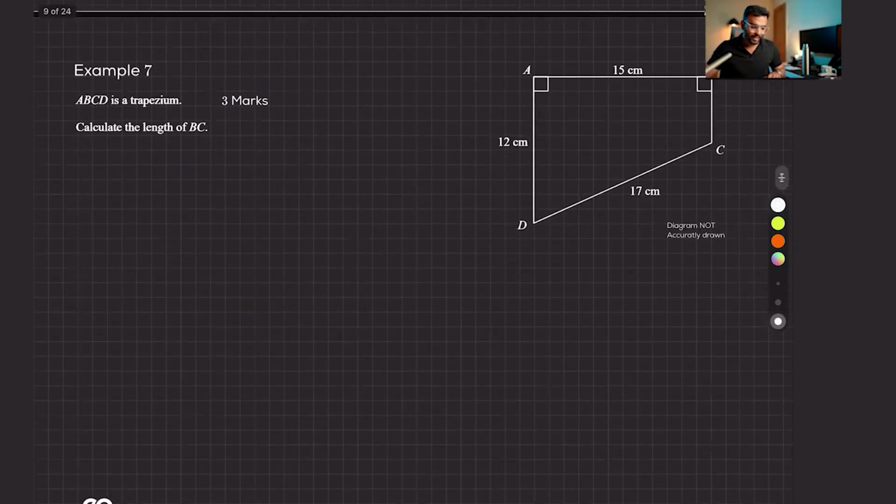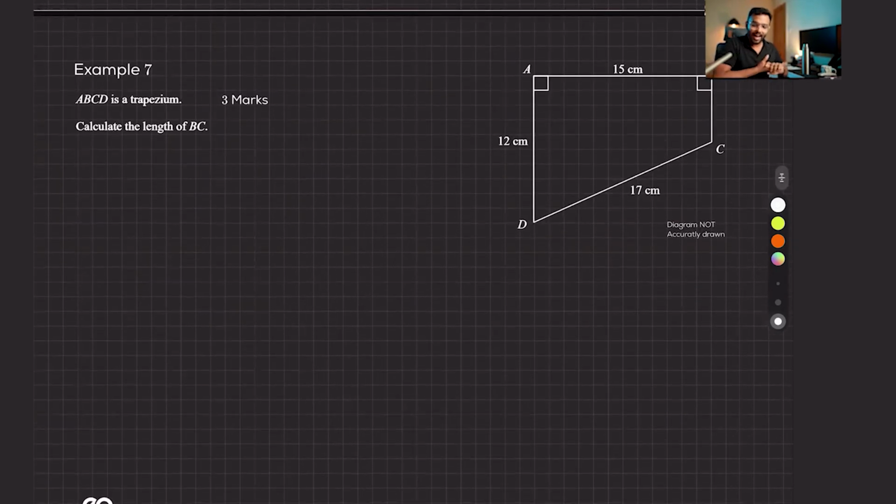One more question here. We have a trapezium given here. They're asking you to calculate the length of BC. BC, which is this green side right there. That is the question. What would you do in this case? Asvika, very good, very good.